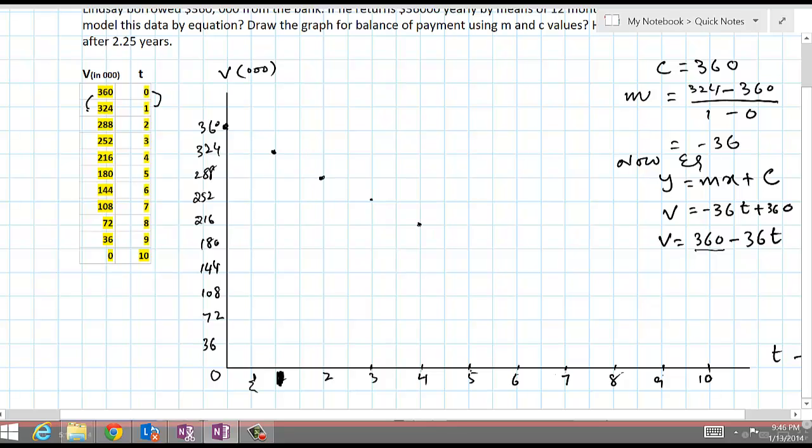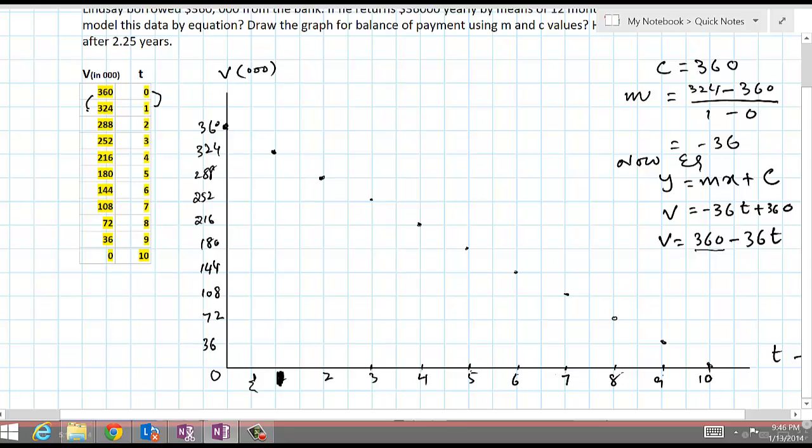And against 5, it's 180. 180 would be right here. And then against 6, it would be 144. 144 would be right here. And next would be here, here, here, and here.